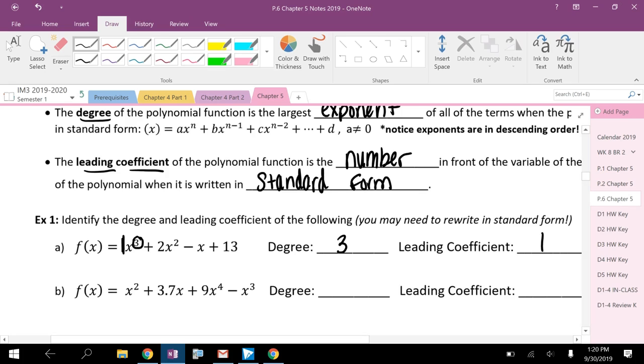Again, here's 2, here's 1, here's 4, here's 3. What's the degree? Good, 4. And then what's the number that's in front of that one? 9. So that's going to be your leading coefficient, because technically when you rewrite this in standard form, you would put that 9 all the way out in front. Go ahead and flip when you're ready.